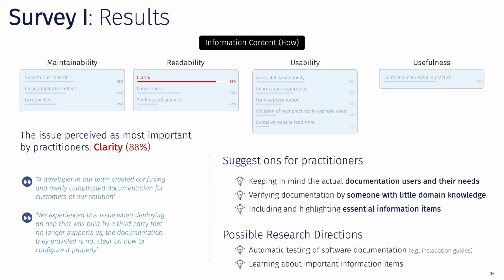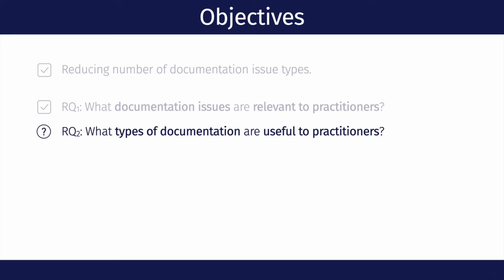In this space, future research can be devoted to automatic testing of software documentation and understanding information elements which are essential in each type of documentation. In fact, our second research question is toward these latter directions. Our second research question aims at understanding usefulness of different types of documentation and their elements when performing a specific software-related activity. For that, we conducted a second survey with 68 software professionals.